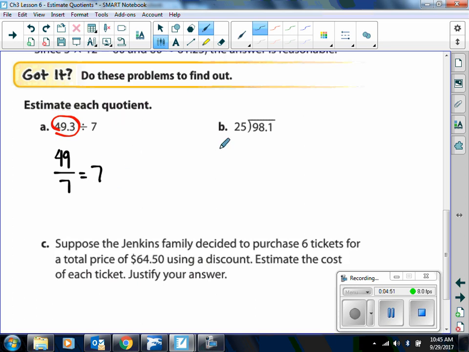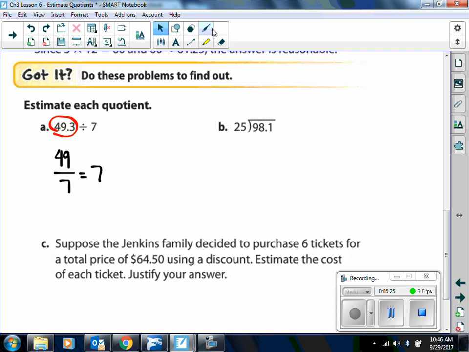Now, I want to talk to you real quickly about the rule that we learned yesterday. Remember yesterday we said we were going to round to the greatest place value. That was the rule that we learned yesterday. So if I use that rule, rounding to the greatest place value, this would be 50. But does everybody see that 50 and 7 are not compatible to divide? So here we had to move away from the actual rule that we learned yesterday. Does that make sense? All right.